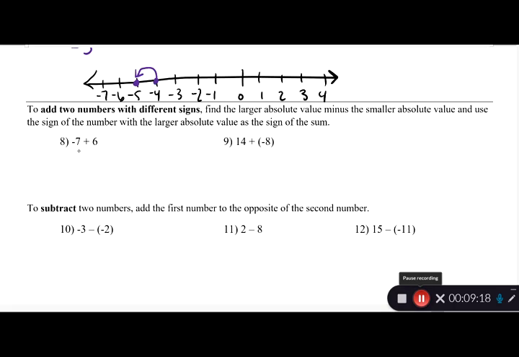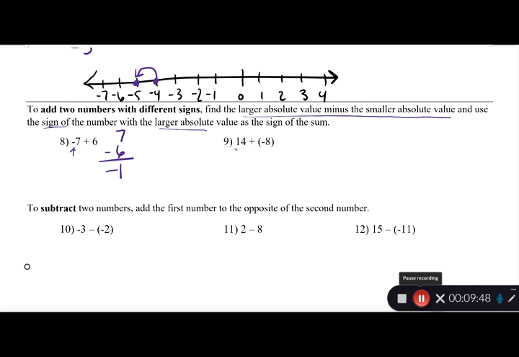$1. So if I use the same idea but with the absolute value, I do 7 minus 6, because you do the larger absolute value minus the smaller absolute value. 7 minus 6 gives me 1. And then you use the sign of the number with the larger absolute value. In our case, it was the 7. So it's a -1, which makes sense because we used the idea with the money, right?